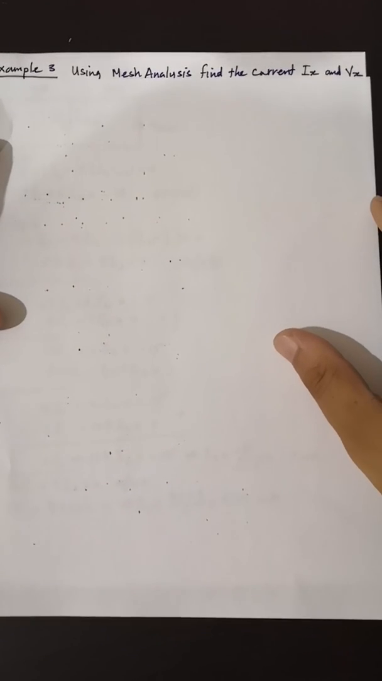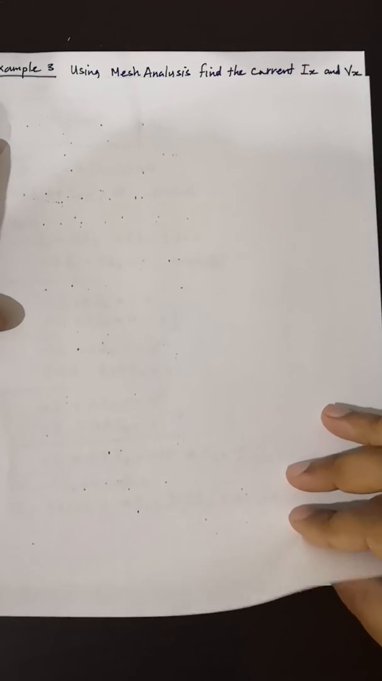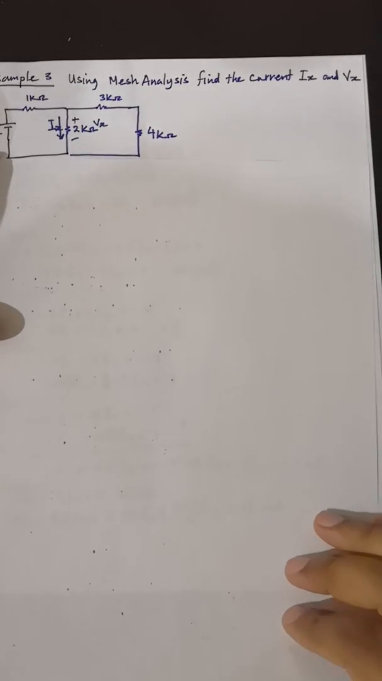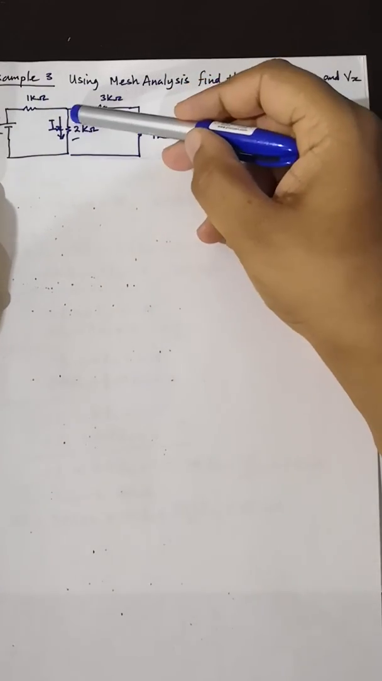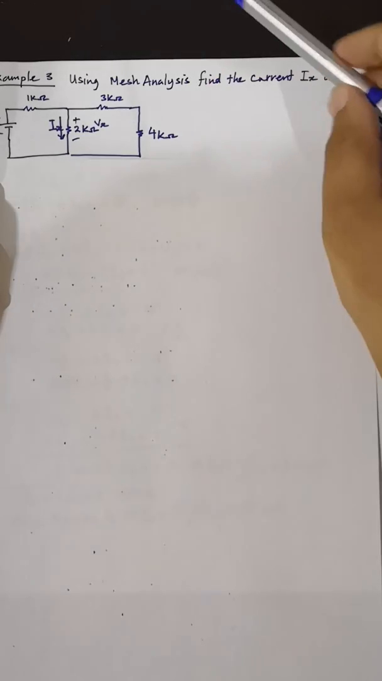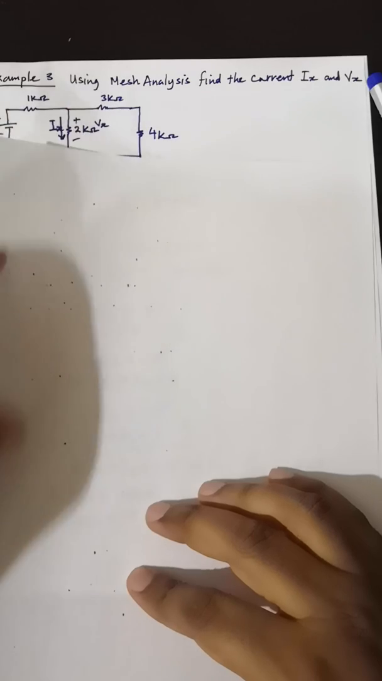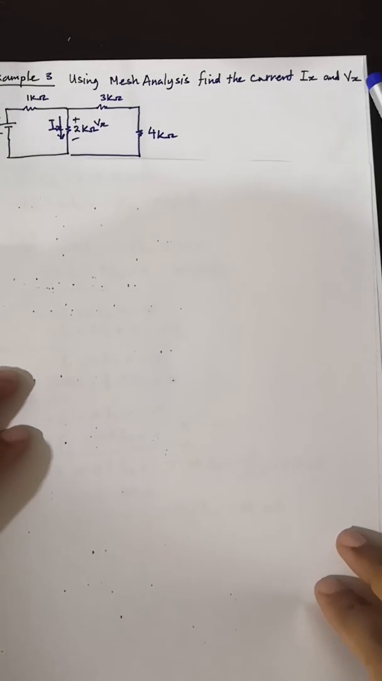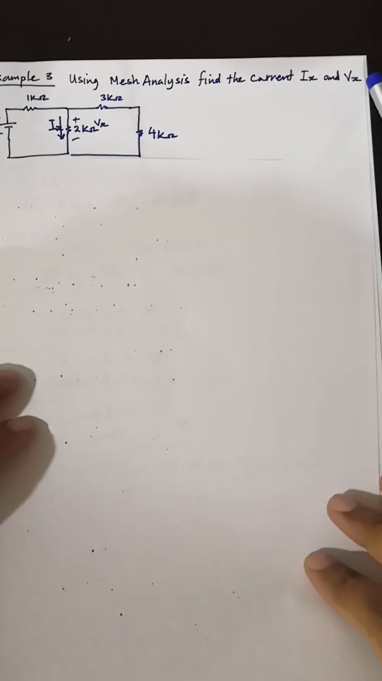This is example number 3 on mesh analysis. In this example, it says using mesh analysis, find the current Ix and Vx. So the question is asking for the current that goes in this resistor and the voltage across this resistor. So we have to solve this first using mesh analysis, and then once we are finished, we can use these currents to find Ix. Let's see how we will do that.